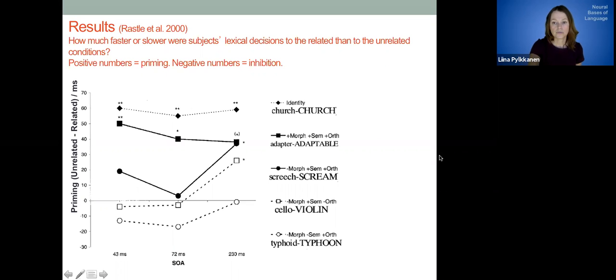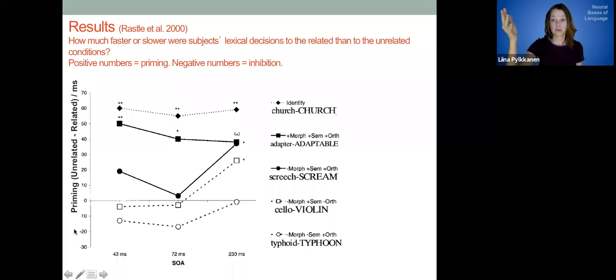Okay, so here's the full graph. Below here you have the SOA. That's the interval from the onset of the prime to the onset of the target. Remember, it's visual. So that's the fastest one, that's the mid one, and then that's the longest one. And here we're plotting on the y-axis the amount of priming that was elicited.